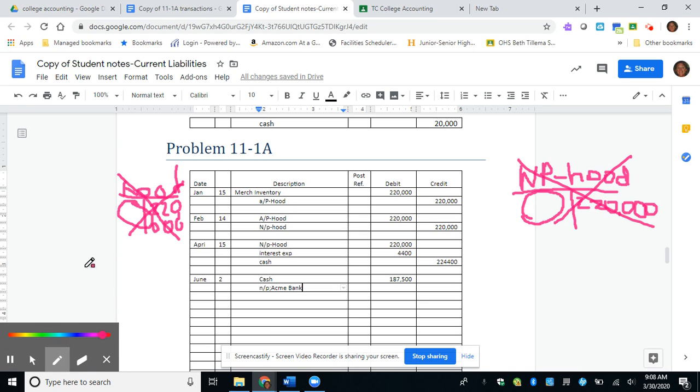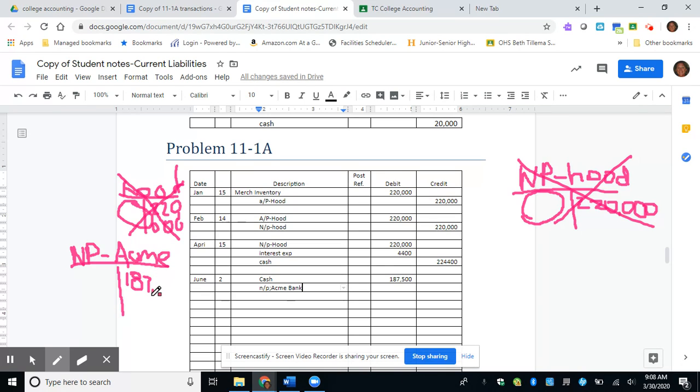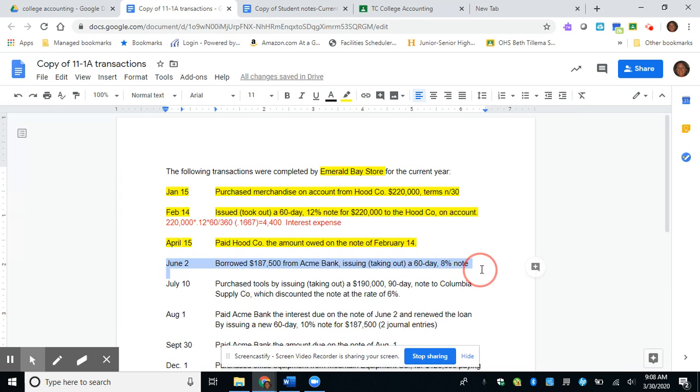And I'm going to sketch this one out too. So here is my T-chart. I have a note payable. And I owe them $187,500. So that's how much my note is. Now I go back to my transactions and I can highlight this off.